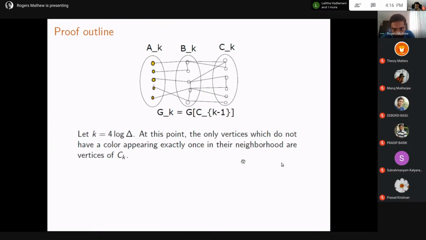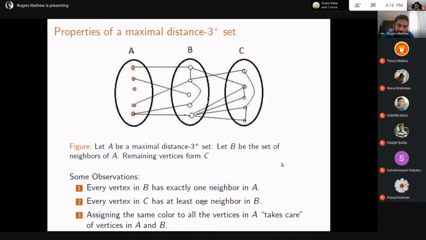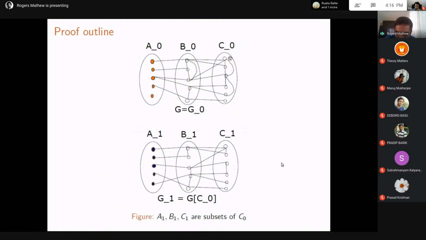But now you look at the second property. We have not made use of the second property of this ABC partition, which says that every vertex in C has at least one neighbor in B. That's because A is a maximal distance set. You can actually verify that. But for the time being, take this property for granted. It's there. So every vertex in C has at least one neighbor in B, which means every vertex in C0 has at least one neighbor in B.